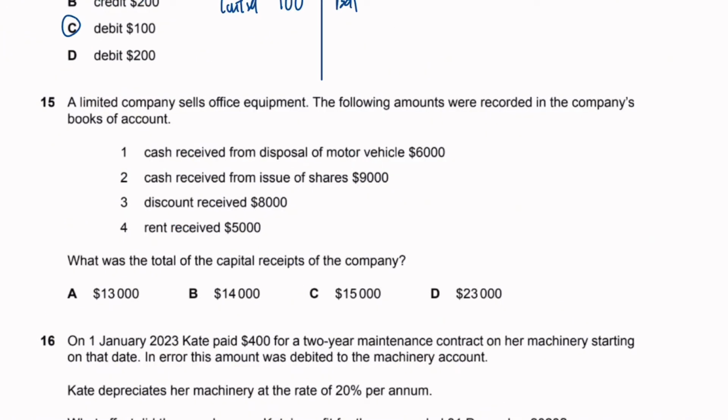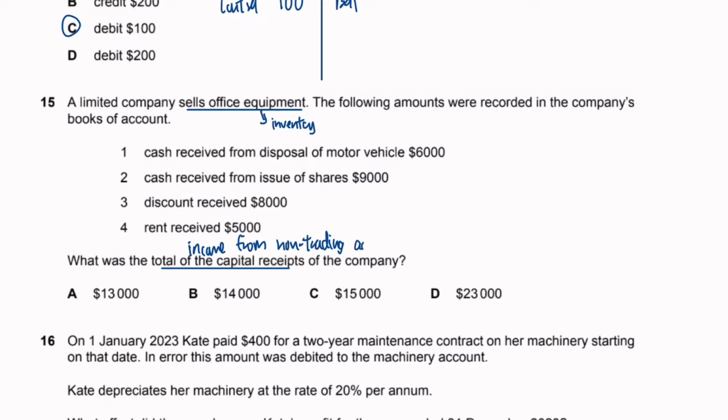Question 15. A limited company sells office equipment. The following amounts were recorded in the company's books of account. What was the total of the capital receipts of the company? So selling office equipment is important because when you see office equipment, you know that this is their inventory, right? So don't mistakenly think that this is the non-current asset, but instead it's their inventory. So capital receipt means the income received from non-trading activities.